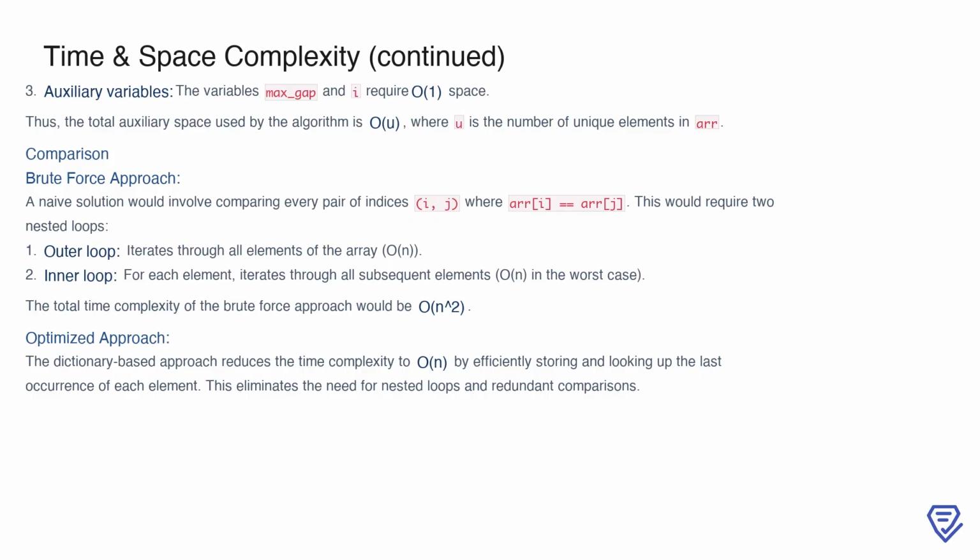Comparing this with the brute force approach highlights the optimization. A naive solution would involve two nested loops, where the outer loop iterates through all elements of the array, and the inner loop compares every subsequent pair of indices. This approach results in a time complexity of O(n²) in the worst case, as it performs redundant comparisons. In contrast, the optimized approach uses a dictionary to track the last occurrence of each element, eliminating the need for nested loops. This drastically reduces the time complexity to O(n), making it far more efficient.